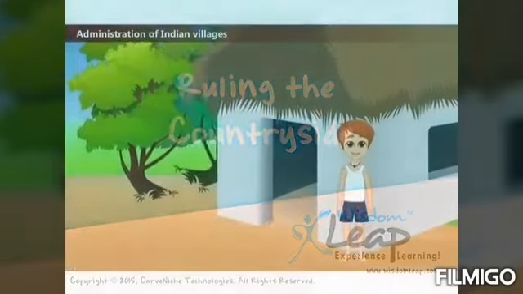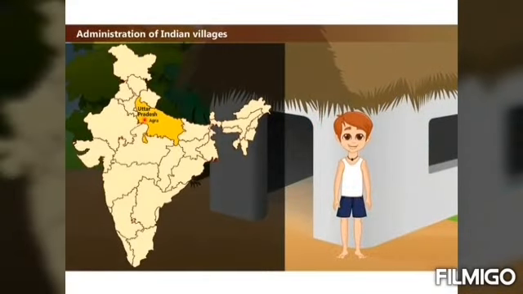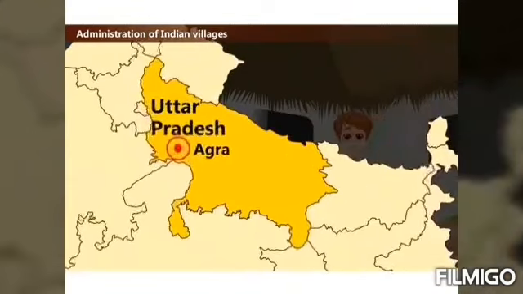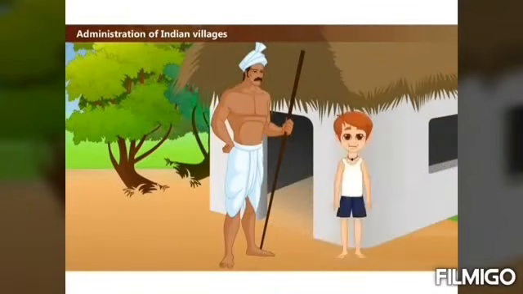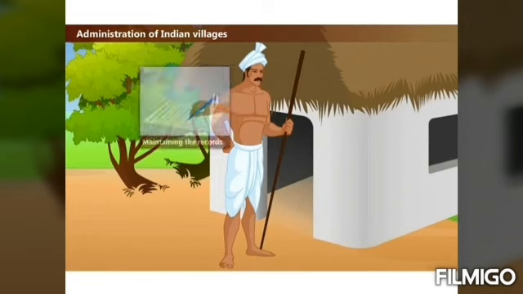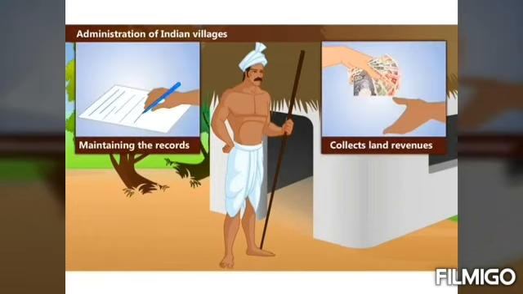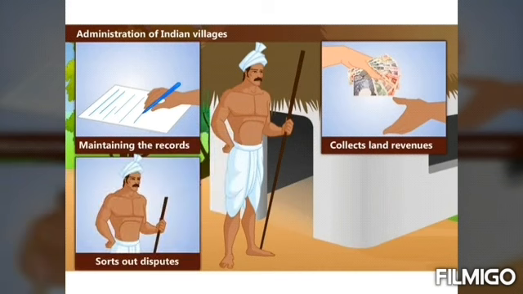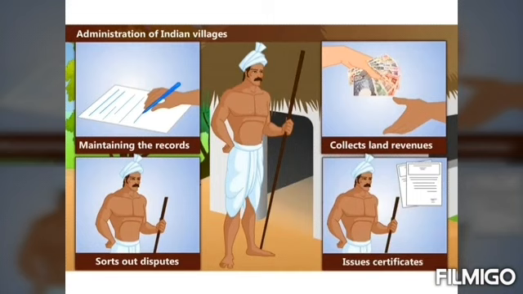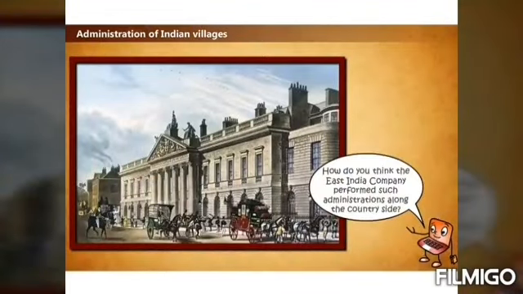Hello friends, this is Ram. He lives in Daulatabad, a village near Agra in Uttar Pradesh. His father is the village administrative officer. He helps in maintaining the records, collects land revenues, protects the rights of the tenants, sorts out the disputes over them, issues certificates to farmers for loans after inspection of records, etc. How do you think the East India Company performed such administration along the countryside?